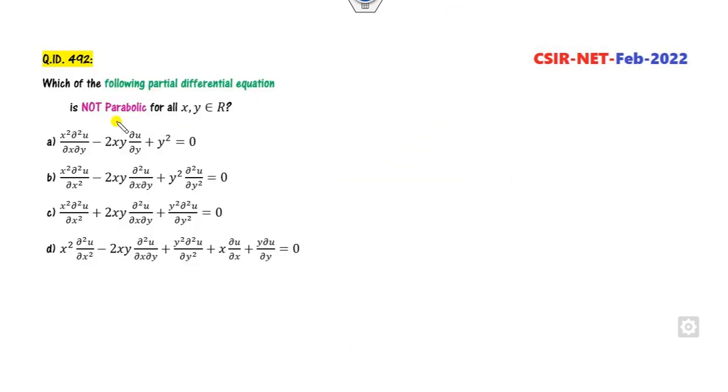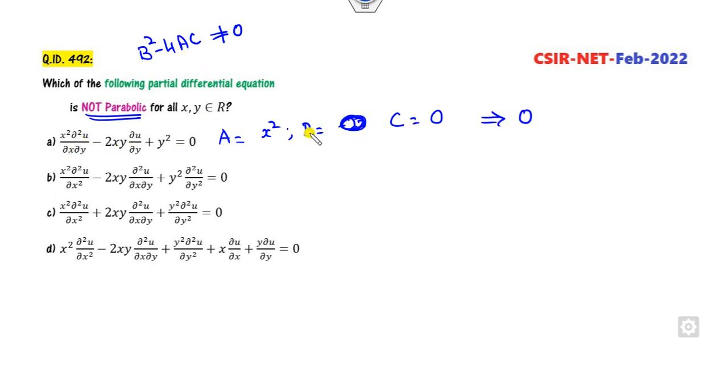Which of the following is not parabolic? It means once you find this condition, if this is non-zero, then it's non-parabolic. A is my x square, B is my 2x, B is 0, C is 0, because it's a single partial derivative. So what is B square minus 4AC? Is it correct? Yes. What is B square minus 4AC? 0. B square minus 4AC is 0. No, sorry. It is wrong. You have to compare by here.